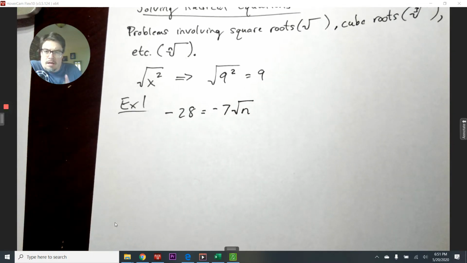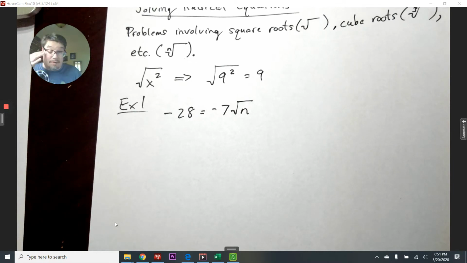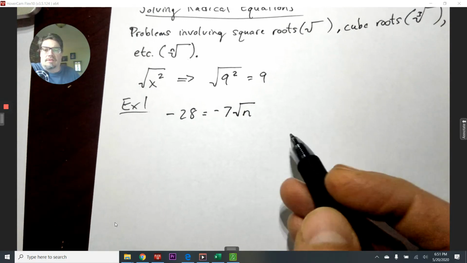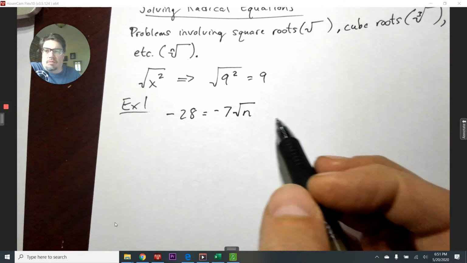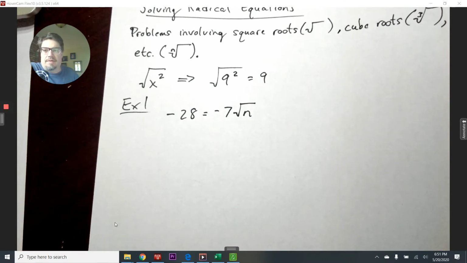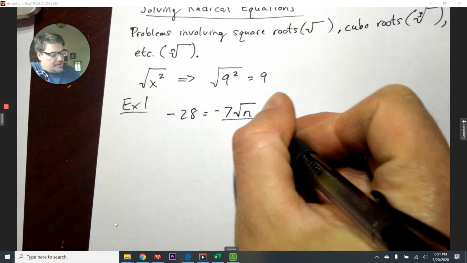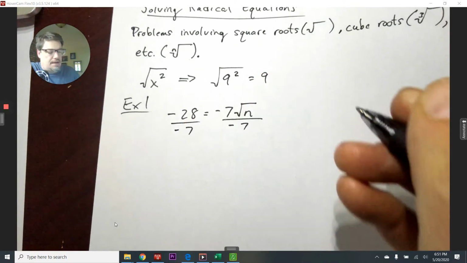Now, I can't actually square anything and undo that square root of n, because the negative 7 is being multiplied as a result. So I actually have to do the order of operations backwards when I'm solving for a value. Taking the square root of something is like something in parentheses, and that would be the P in PEMDAS. That would be the very last thing that we do. And so I actually have to divide by negative 7 on both sides, so that I get 4.